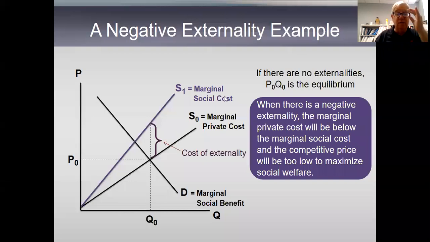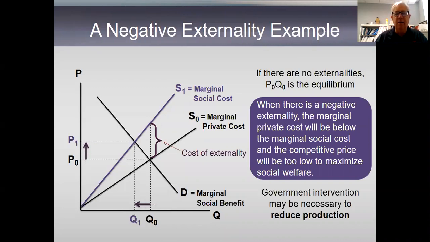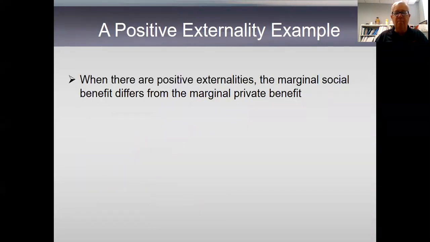So anytime there is this negative externality, people are not paying as much as they should pay for the good in question, and we're consuming too much of it. So there may be an opportunity here for government intervention to reduce this negative externality. And we'll talk about some ways that the government could go about doing that here in just a bit. Now, you also can have positive externalities.